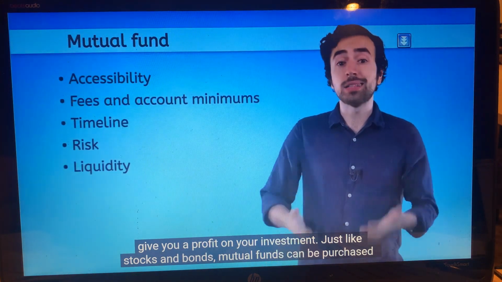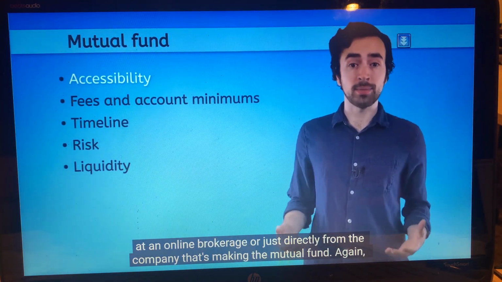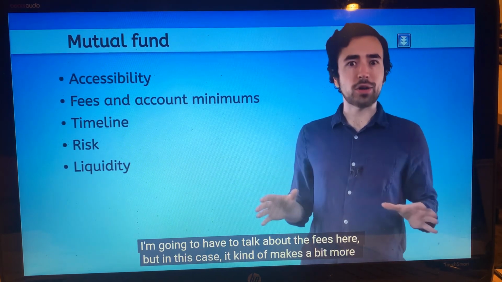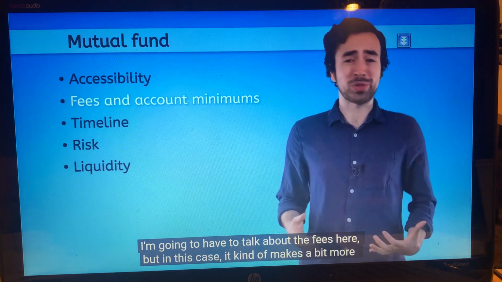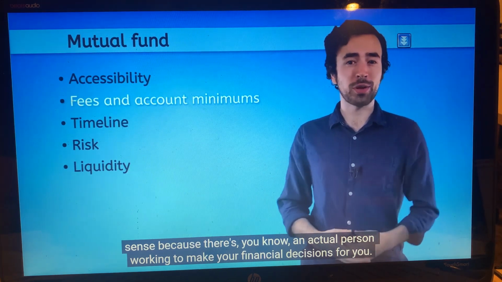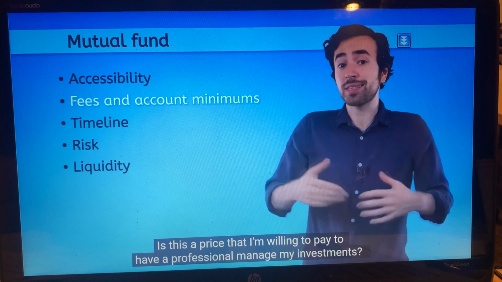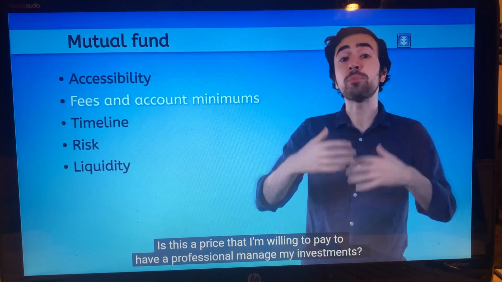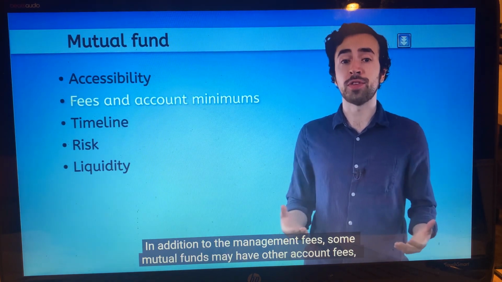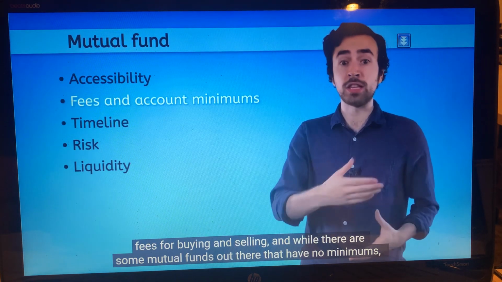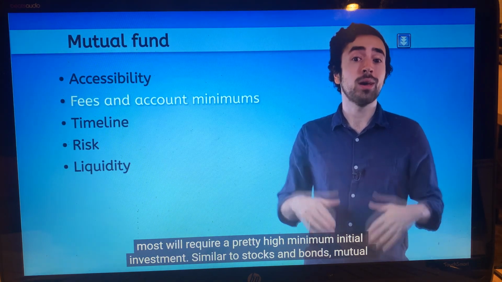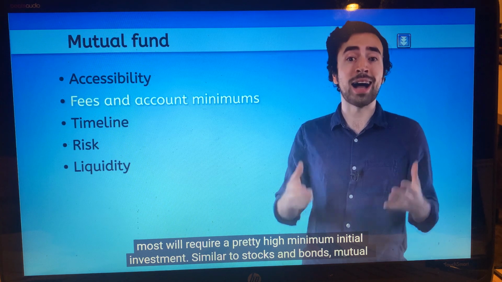Just like stocks and bonds, mutual funds can be purchased at an online brokerage or just directly from the company that's making the mutual fund. Again, I'm going to have to talk about the fees here, but in this case it kind of makes a bit more sense because there's an actual person working to make your financial decisions for you. So that's a question you've got to ask yourself: is this a price that I'm willing to pay to have a professional manage my investments? In addition to the management fees, some mutual funds may have other account fees, fees for buying and selling. And while there are some mutual funds out there that have no minimums, most will require a pretty high minimum initial investment.